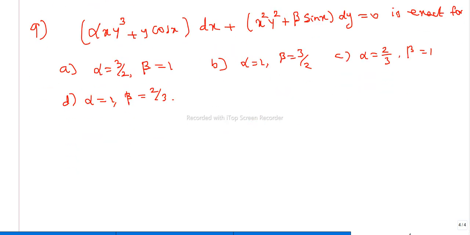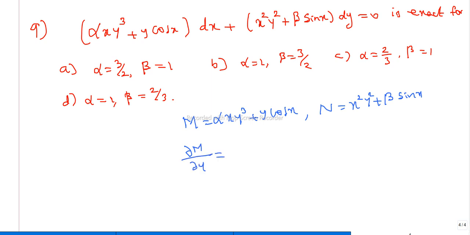Now how to check? It's given that it is exact, therefore M is the first thing. M equals alpha x y cube plus y cos x and N is x square y square plus beta sin x. What is dou M by dou y? Partial derivative with respect to y: we have 3 alpha x y square plus cos x. What is dou N by dou x? It is 2xy square. The derivative of sin is cos, therefore plus beta times cos x.